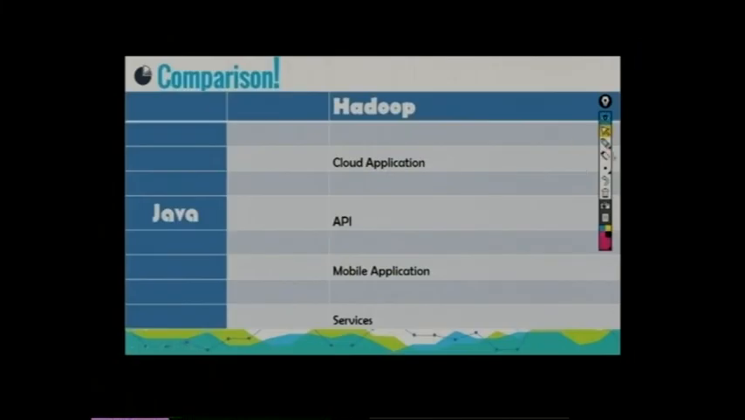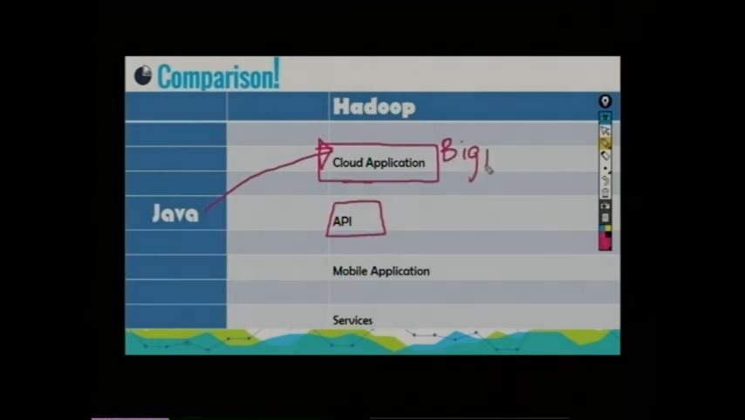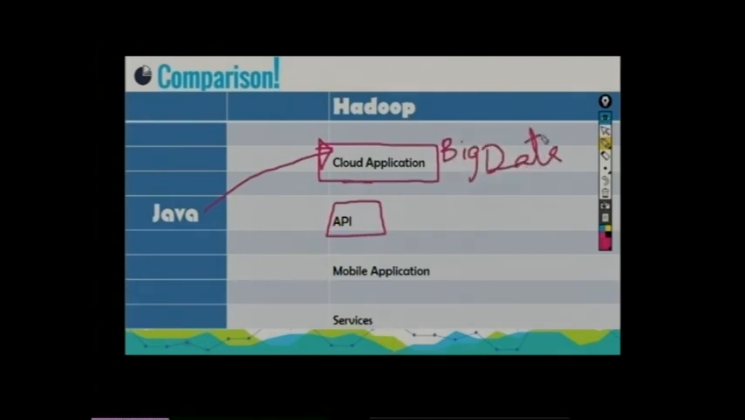Next, what are the advantages of Java compared to the previous versions? The comparison of Java shows it has more advantages. The first one is big data and Hadoop applications, right? We usually call them cloud applications. Big data and Hadoop have very huge demand in the market right now.